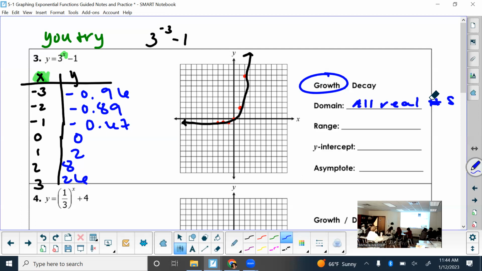Range refers to all the y's. Does it look like it goes infinitely up? Yes. Does it look like it goes infinitely down? So there is a boundary on the y-axis, so I'm going to show that. Remember, we always did an inequality symbol for every boundary. Well, there's only going to be one boundary, so there's one inequality symbol. Where does it look like the graph kind of stops? What y value?